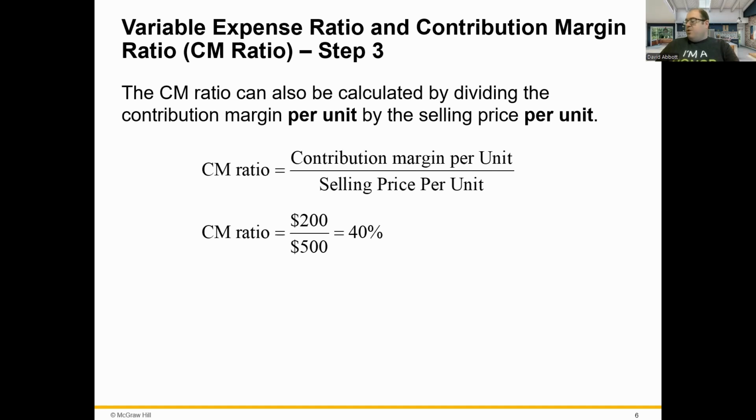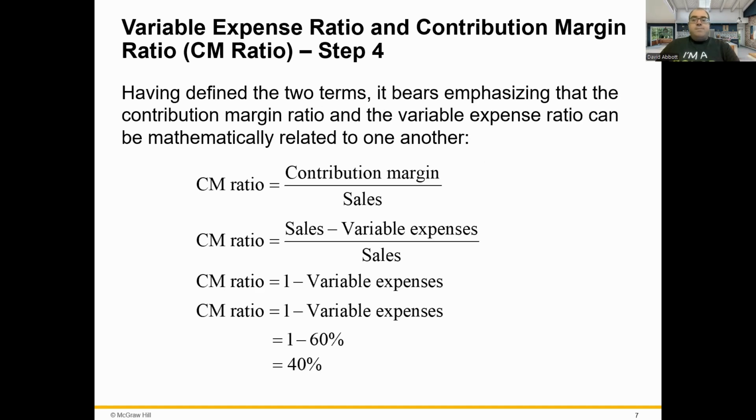The CM ratio can also be computed by dividing the contribution margin per unit by the selling price per unit. So 200 divided by 500 is going to be 40%. We sell the units for 500, but the contribution margin per unit is 200. So if we do that, we can figure it out the same way, that it's 40%.